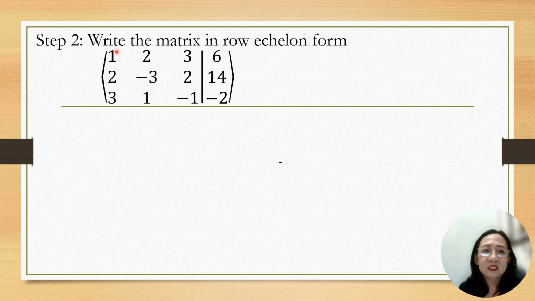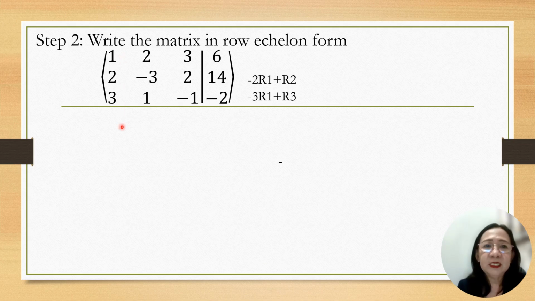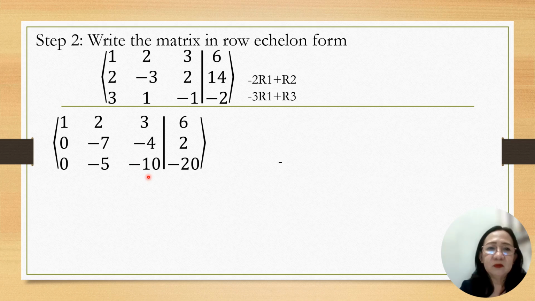Luckily, this is already 1. So our concern is to make 2 and 3 be 0. So what are the operations? The first one, to make this 0, we have to take the opposite. So that is a negative 2, multiplied to row 1 and added to row 2. And similarly, for the third one, we have to multiply row 1 by negative 3 and add to row 3. So what is the result?